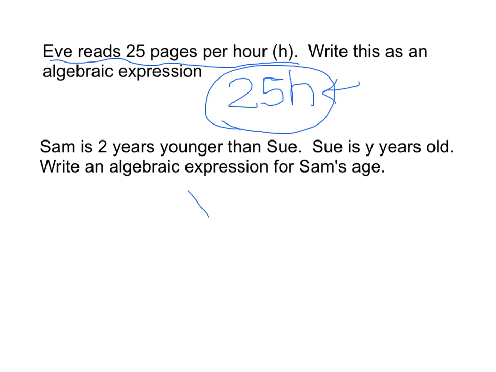Well, if y represents Sue's age and Sam is 2 years younger, that means he's 2 years less in age. So that would be y minus 2. That would represent Sam's age compared to Sue's age. And this is a variable because depending on how old Sue is, Sam's going to be 2 years younger. If Sue is 12, then Sam is 10. If Sue's 18, Sam is 16.